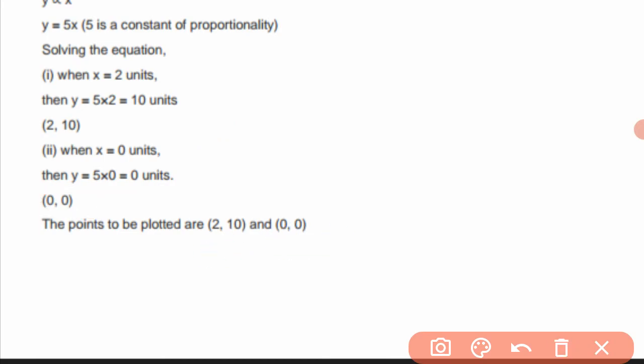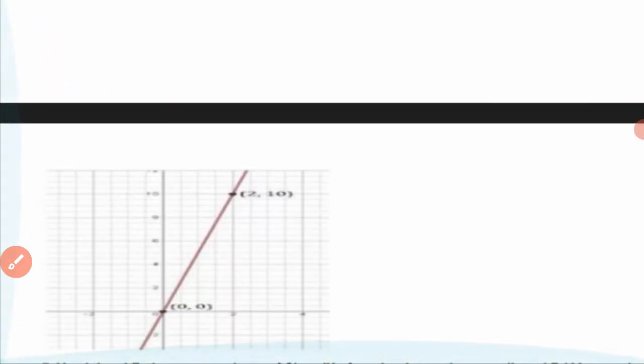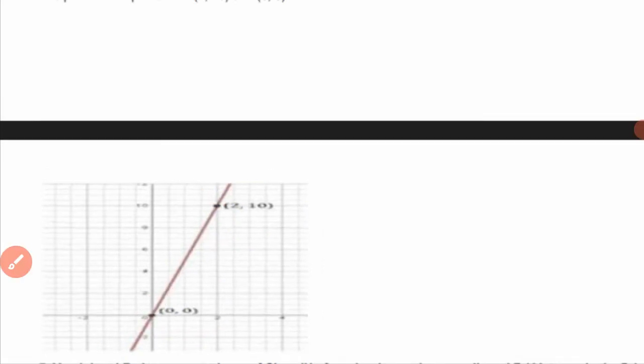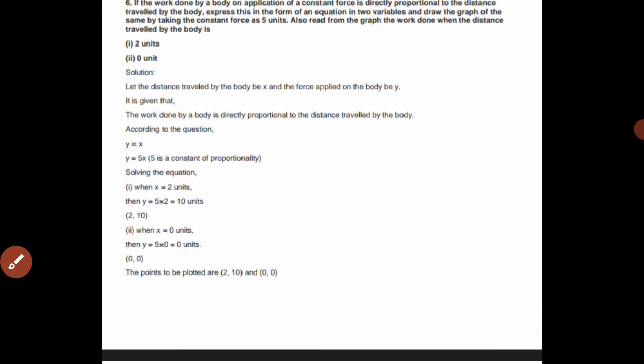So with the help of these points we can draw the graph. Here one point will be at (2, 10) and one point will be at (0, 0). So on these 2 points we can draw a straight line. So this will be the representation of this equation graphically.